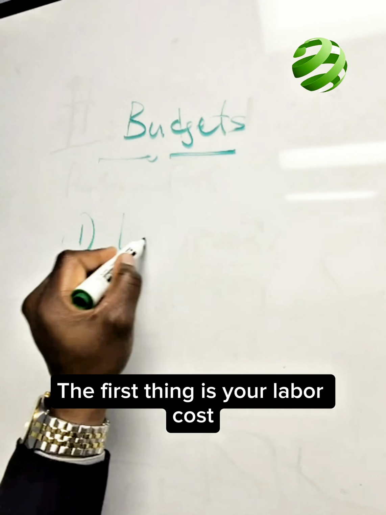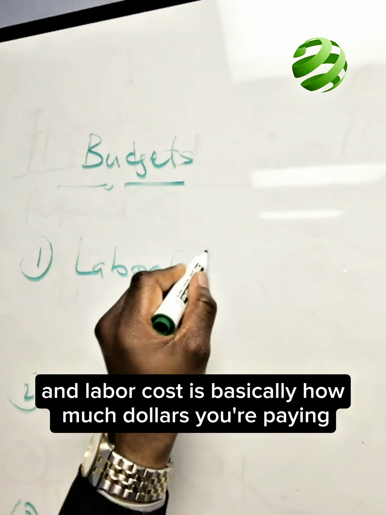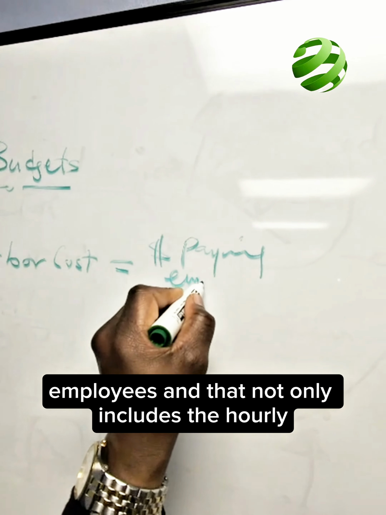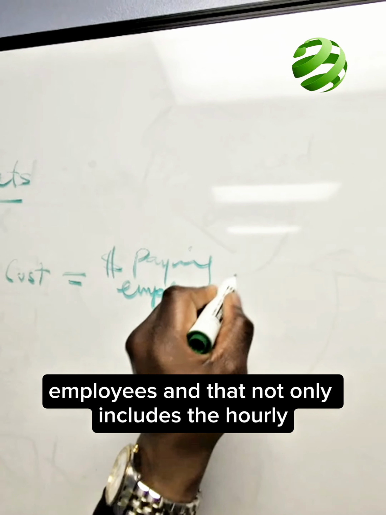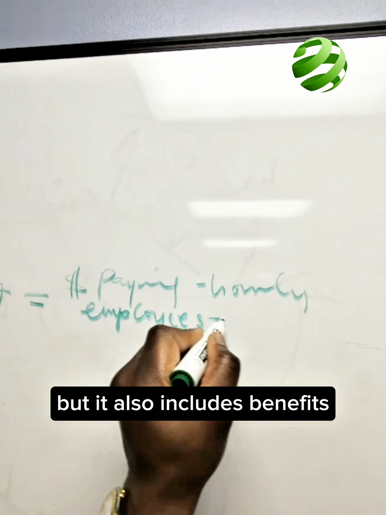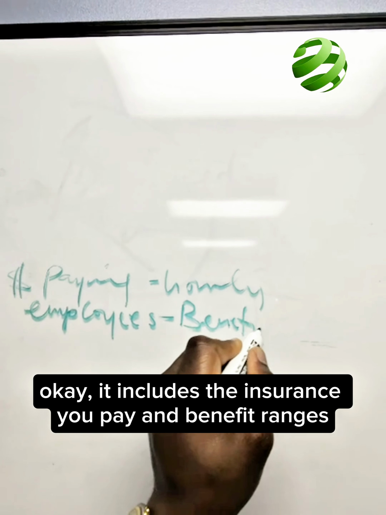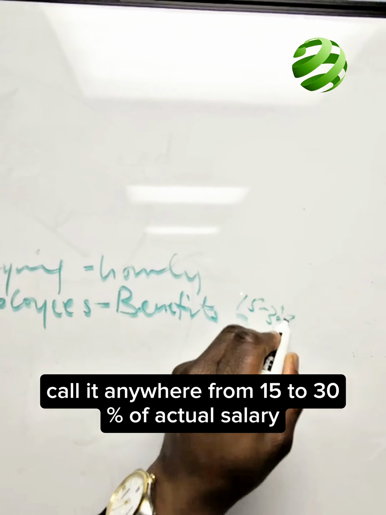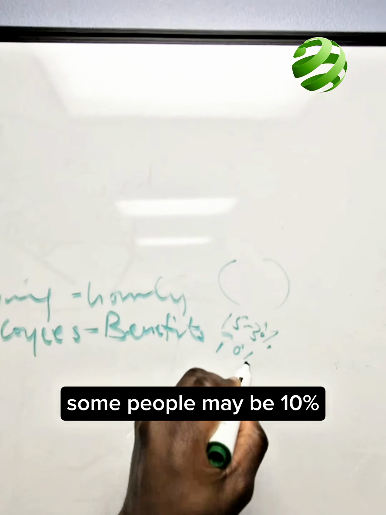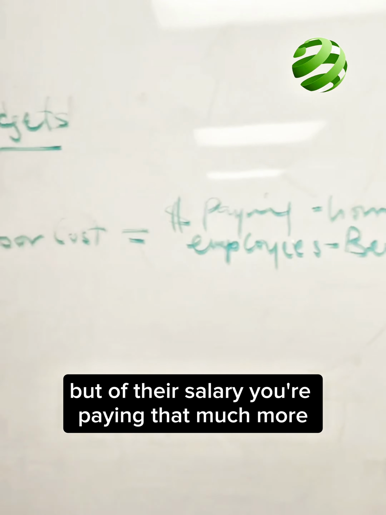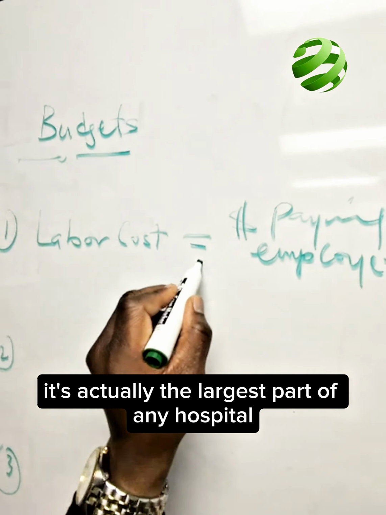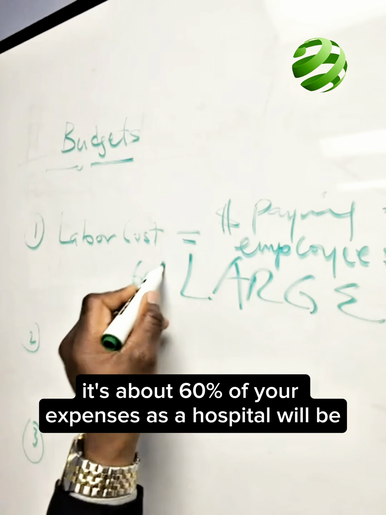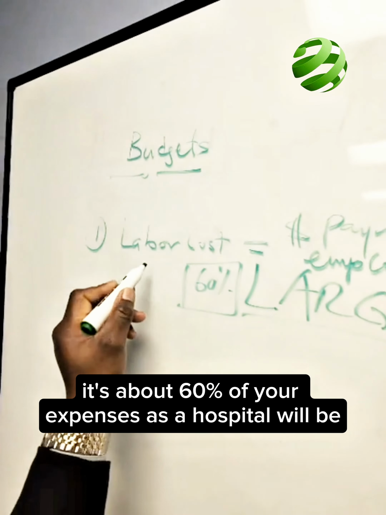The first thing is your labor cost. And labor cost is basically how many dollars you're paying employees. And that not only includes the hourly, but it also includes benefits, okay? It includes the insurance you pay, and benefit ranges, call it anywhere from 15 to 30% of actual salary. Some people maybe 10%, but of their salary, you're paying that much more. It is a cost to be aware of. It's actually the largest part of any hospital. It's about 60% of your expenses as a hospital will be in your labor cost.